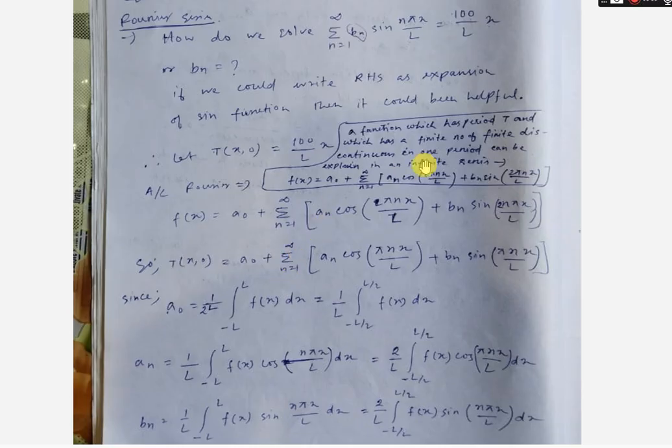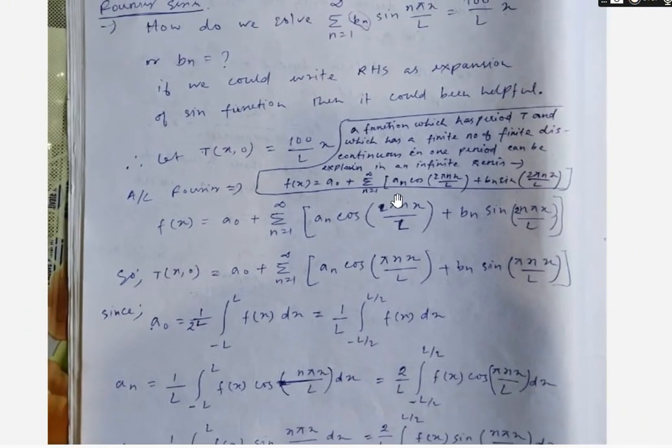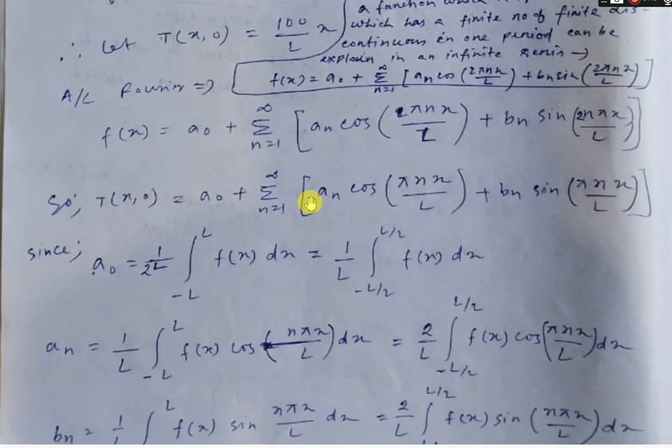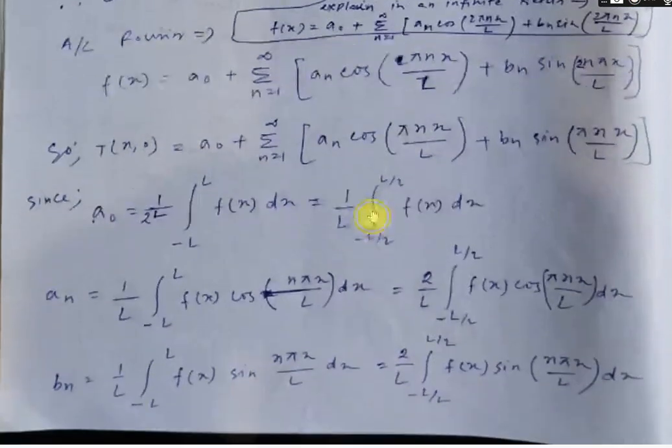So if a function has a period T and has a finite number of finite discontinuities in one period, this can be written in terms of an infinite series. That function can be written as a0 plus summation n is equal to 1 to infinity of an cos 2 pi nx by l plus bn sin 2 pi nx by l. Now, what about this f of x? Yes, this will be our f of x.